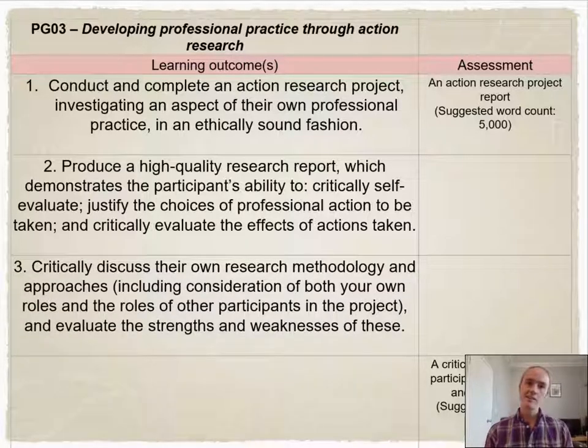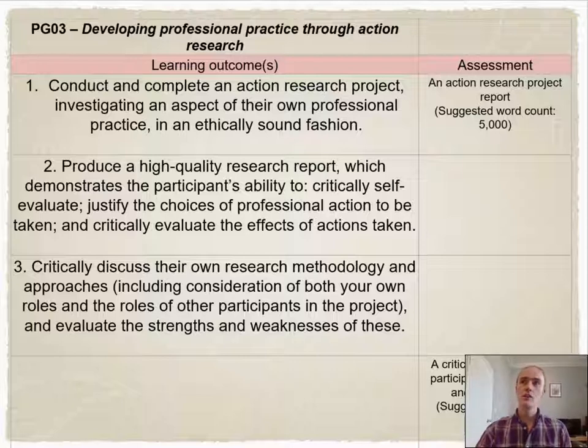Learning Outcome 3, this is going back to the research. Critically discuss your own research methodology and approaches. So, including consideration of both your role as the researcher, as the practitioner, and the roles of other participants. So, your students, critical peers, other colleagues within BIM, and being able to evaluate the strengths and the weaknesses of your research and how you've designed your research.